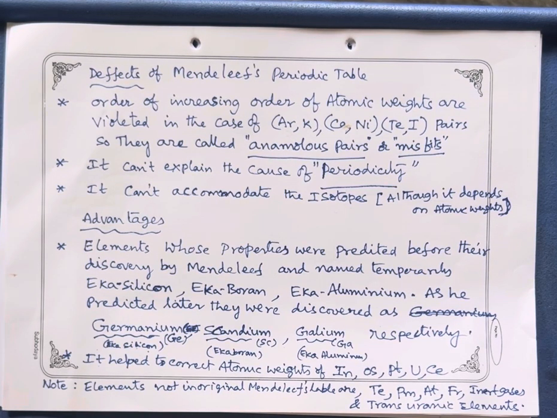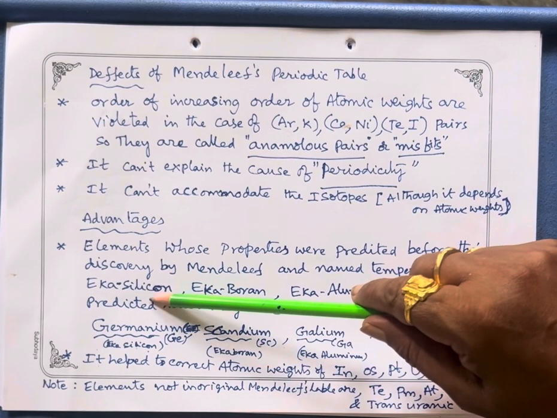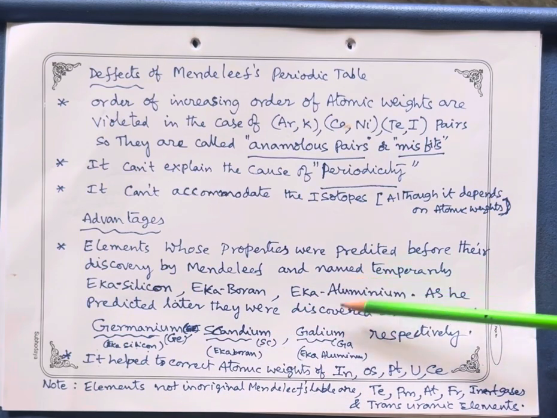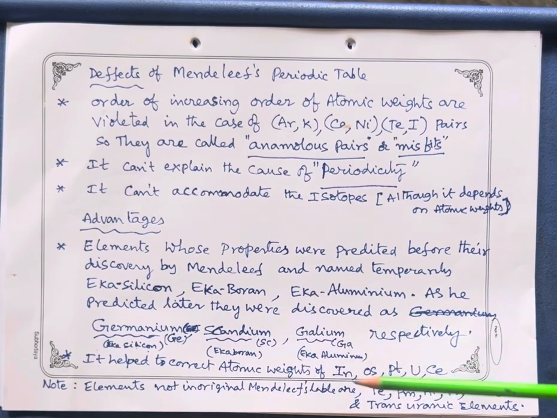Later, they would be discovered and could be kept in the Mendeleef periodic table. What are those? Eka silicon. He said elements with similar properties would be discovered later. Some elements were discovered as he said. Eka silicon was later discovered as germanium. Eka boron was later discovered as scandium. Eka aluminum was later discovered as gallium. In this way, it helped to predict new elements. That is one of the advantages of this Mendeleef periodic table.